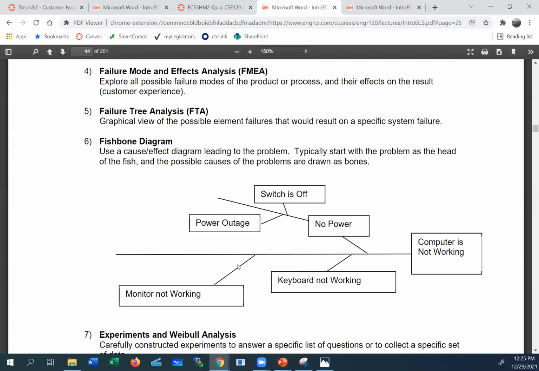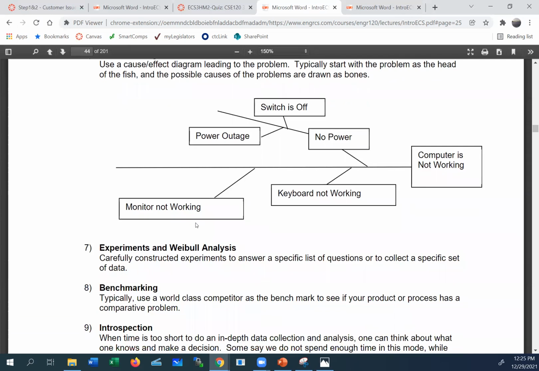And then you come back and say, is the monitor not working? This is a way of organizing all the possible things that could be the cause of your computer not working on a fishbone. This way you document it, and you can check off each one as you verify whether that's the problem or not. Experiment and Weibull analysis is just a way of setting up an experiment to repeat the problem if you have one, and based on that, you try to figure out what potentially could be the problem.